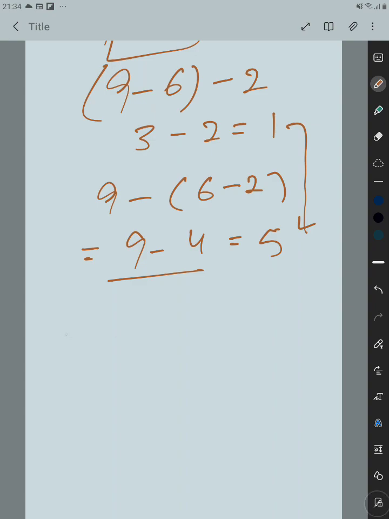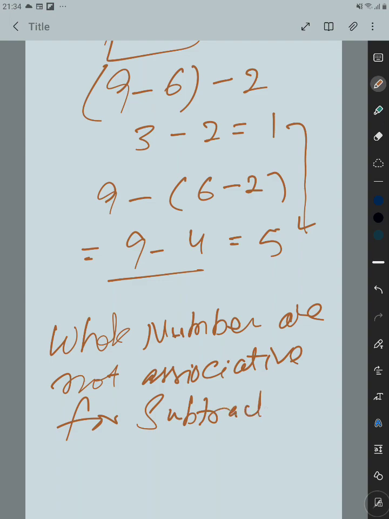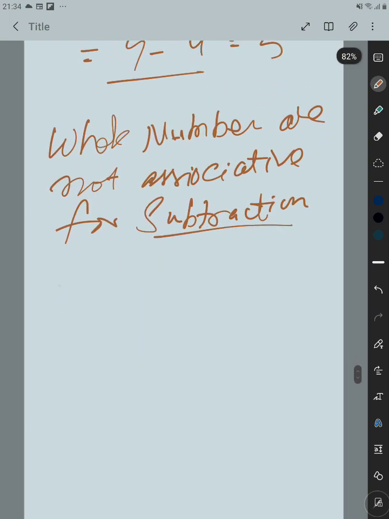Okay, so whole numbers are not associative for subtraction. Okay, now we will come to the multiplication.